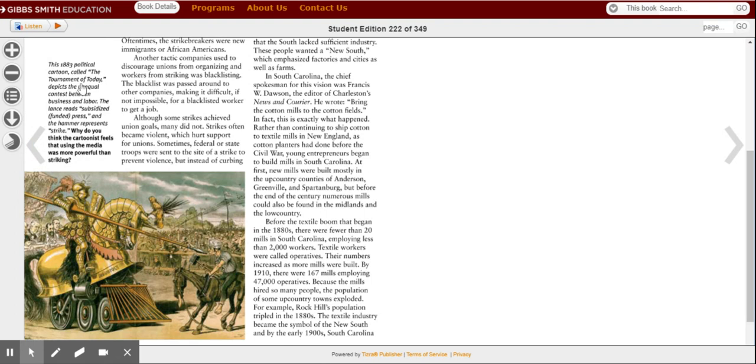The Tournament of Today, and it depicts the unequal contest between business and labor. The lance reads, subsidized funded press, and the hammer represents a strike. So you can see that here. Why do you think the cartoonist feels that using the media was more powerful than striking?